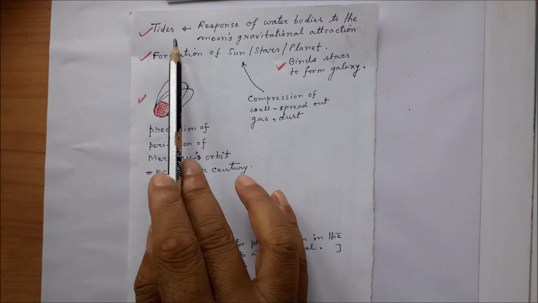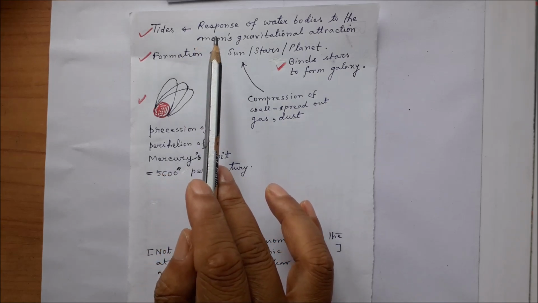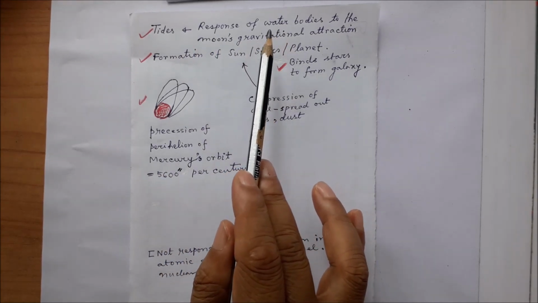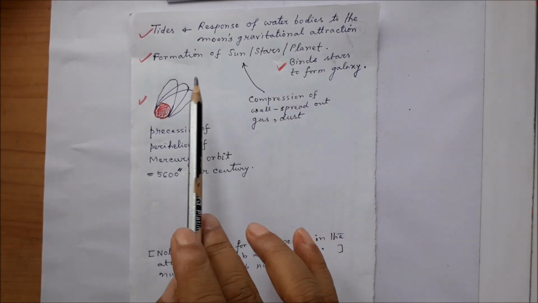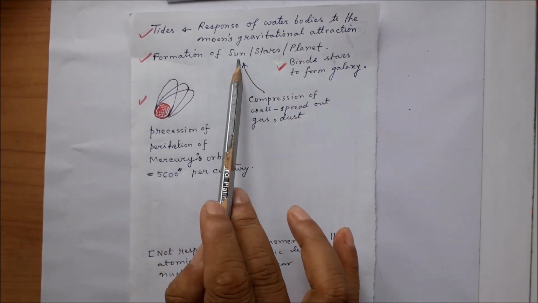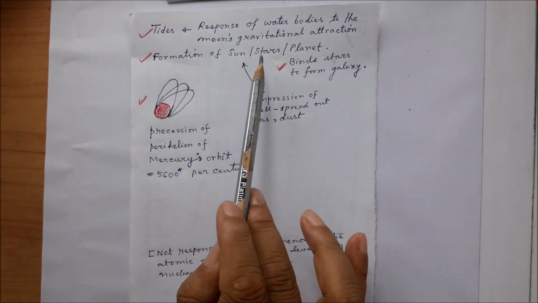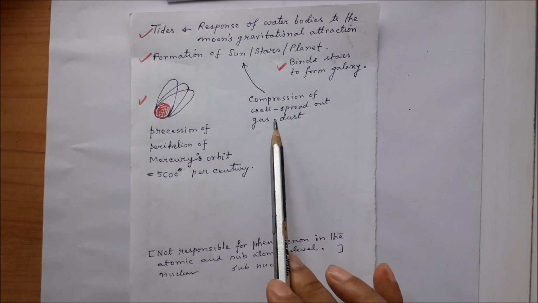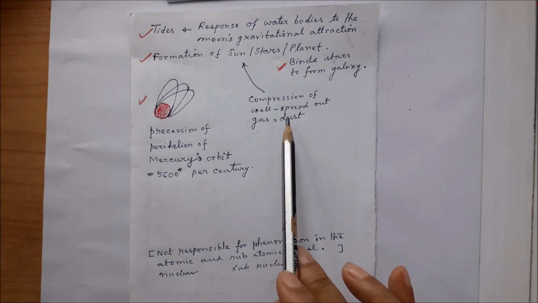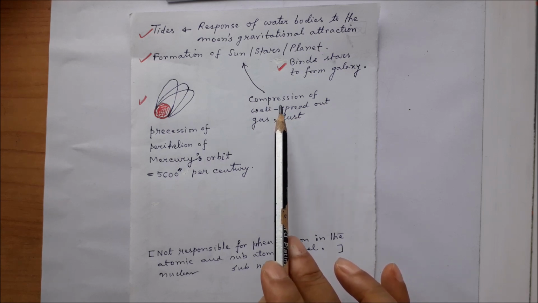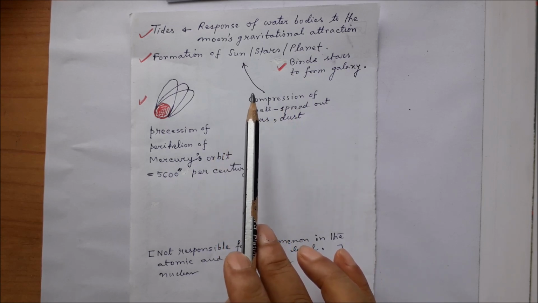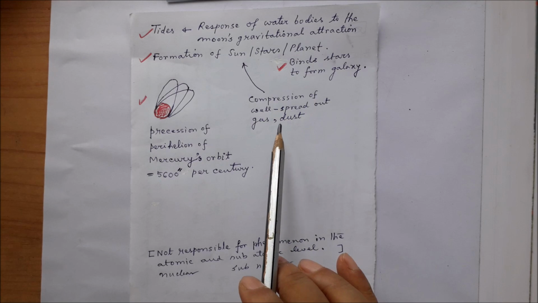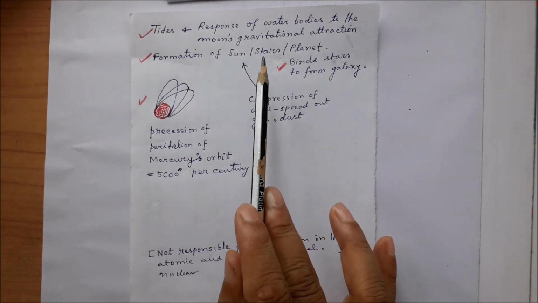Tides are due to swelling of water bodies due to moon's gravitational attraction. Also, formation of stars is due to compression of interstellar gas and dust, and the intergalactic matter are drawn together due to gravitational pull. They condense and we get stars.